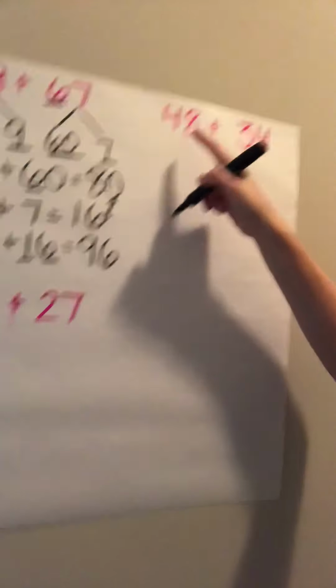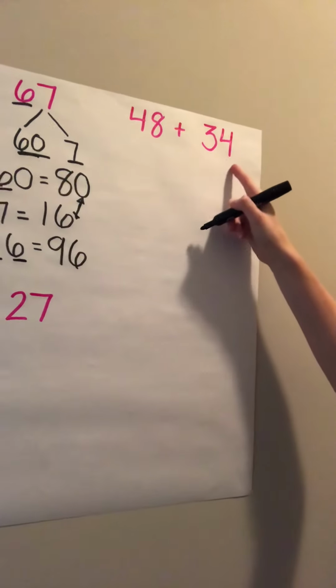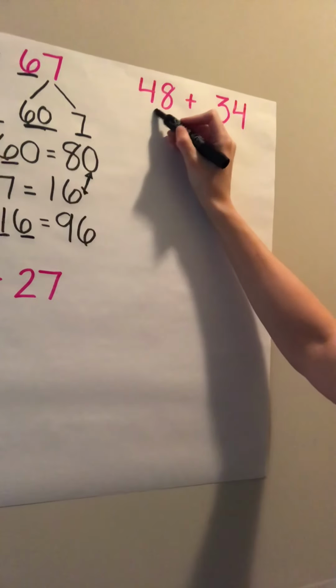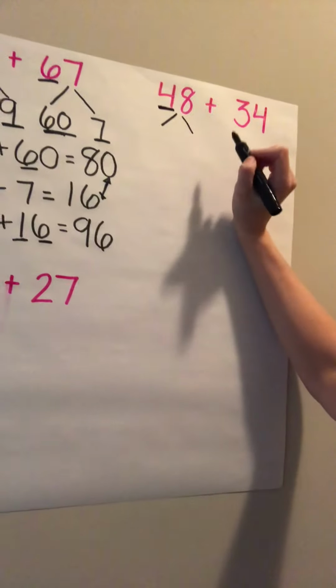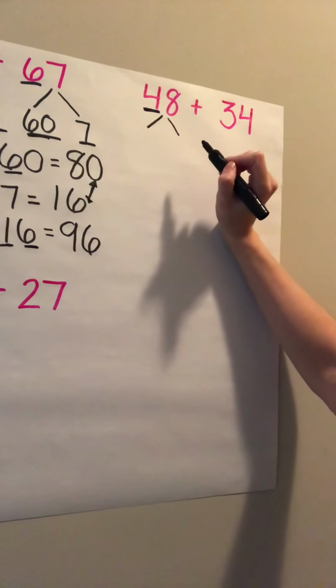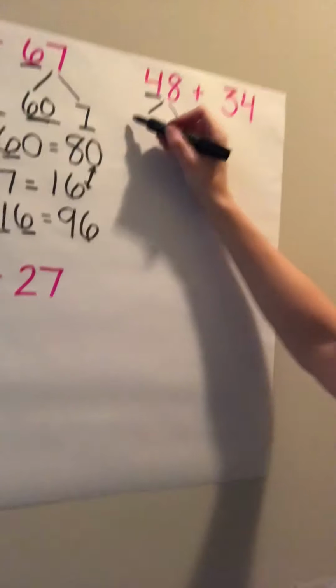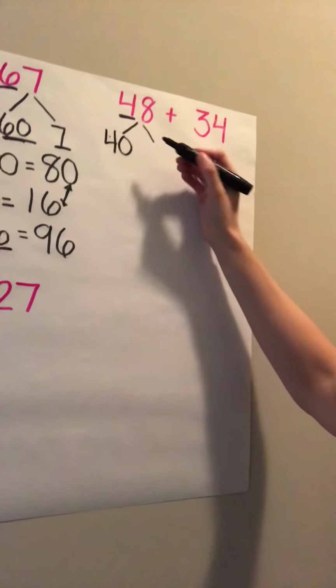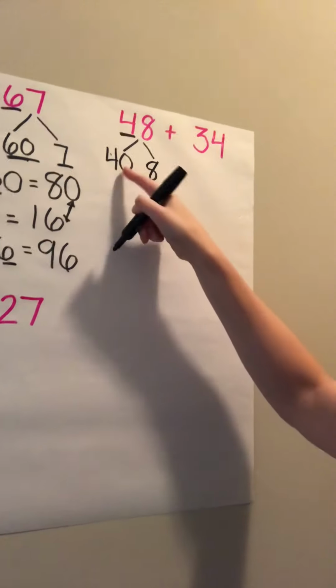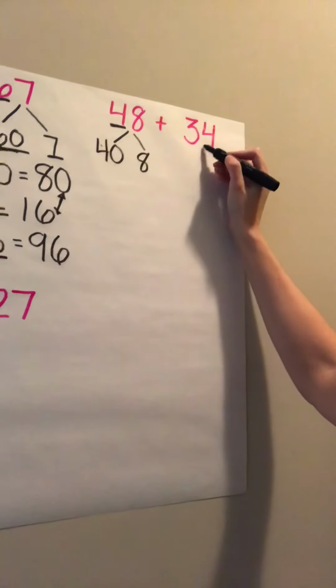Now let's go to our next one. We have 48 plus 34. Again, we need to break it up first into tens and ones. So we have our 4 in our tens. When we have 4 tens, we really have, right, 40. We don't just say 4. And then our ones, we have the number 8. So 40 and 8 make our 48.